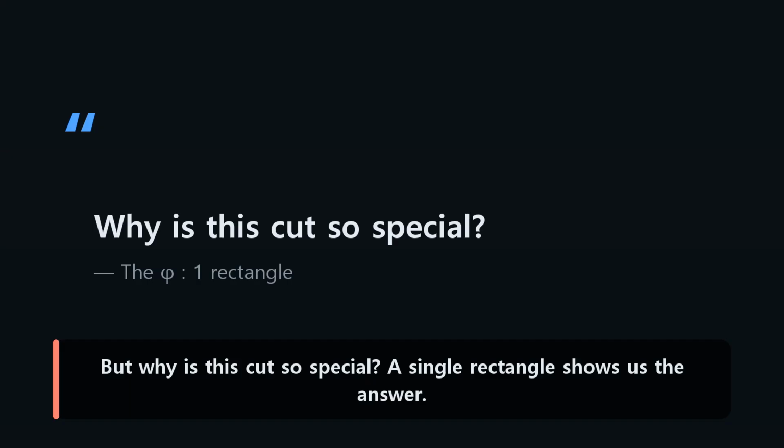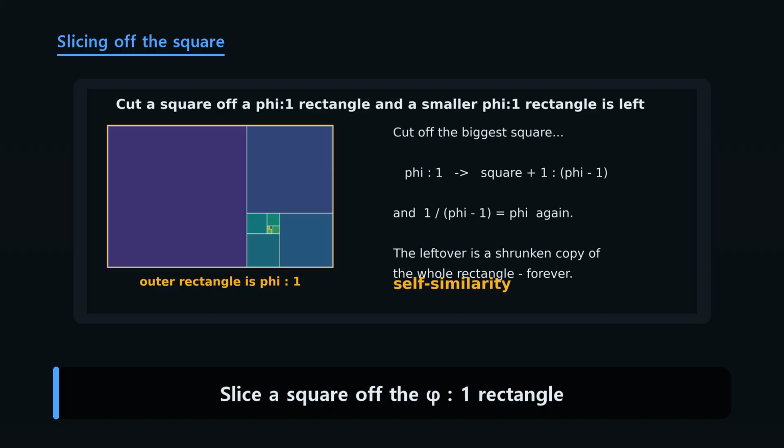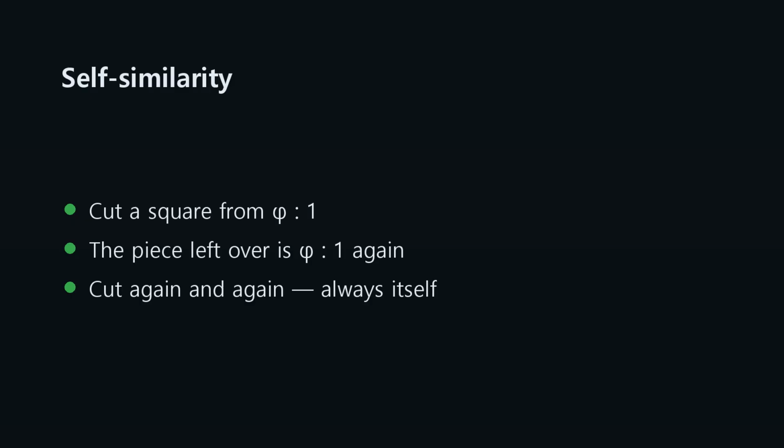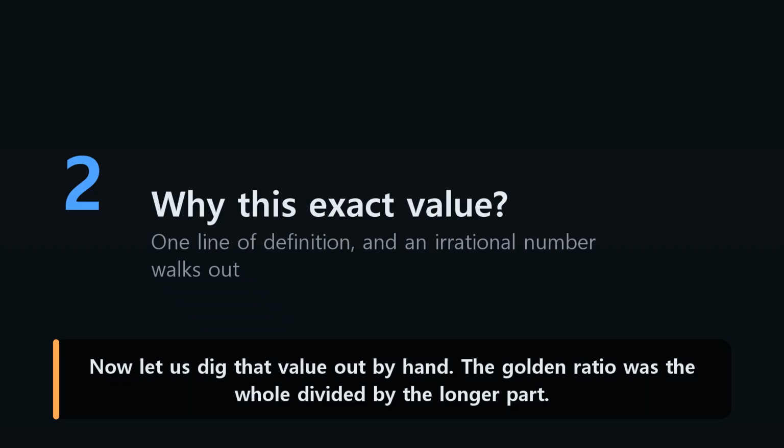A single rectangle shows us the answer. From a rectangle whose sides are phi to 1, we slice off a single square. What is left is phi to 1 all over again. The real magic of the golden ratio lies in this self-similarity. Now let us dig that value out by hand.